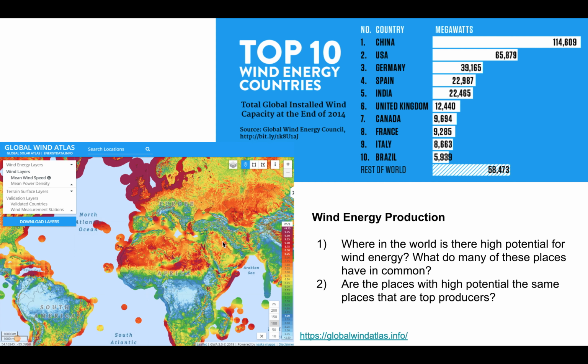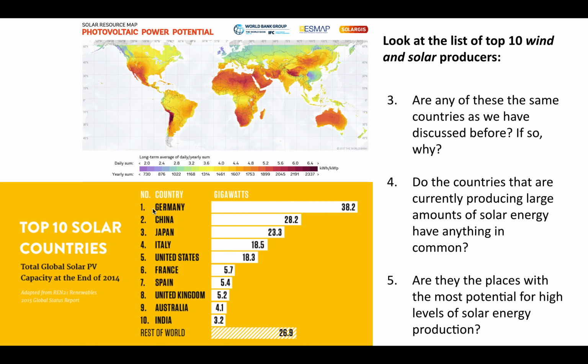And I want to ask you, are the places that have high potential the same places with the top producers? Well, China had some high potential, but that isn't really what's caused it. And when we looked at the USA, there wasn't that much high potential. So clearly, for somewhere like the United Kingdom, where there's loads and loads of high potential surrounding it, they're not really using it that much.